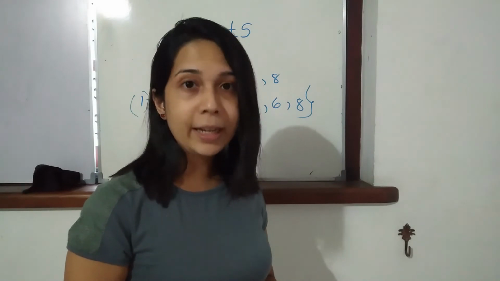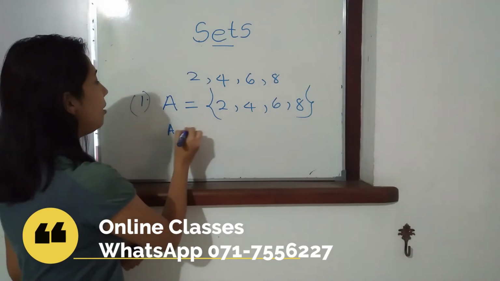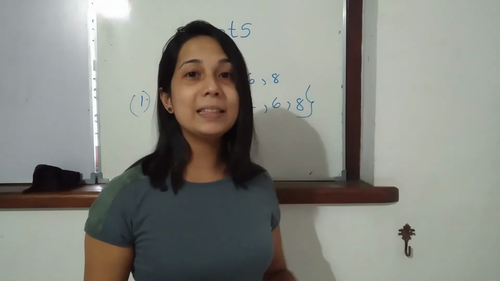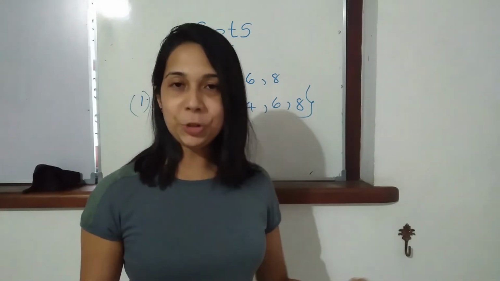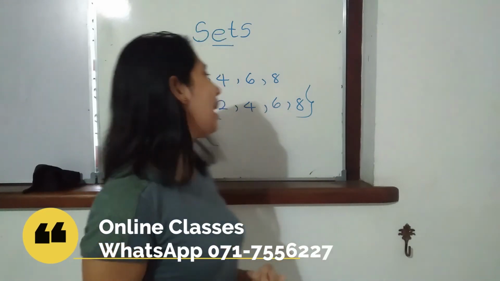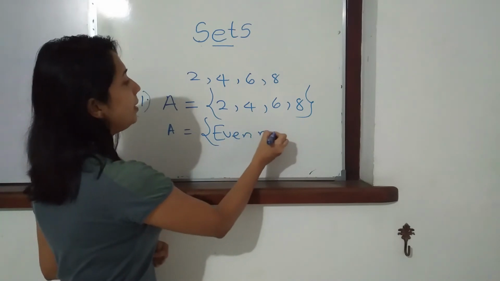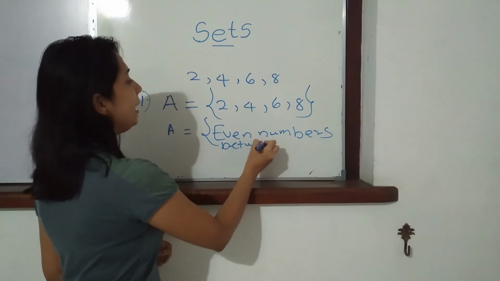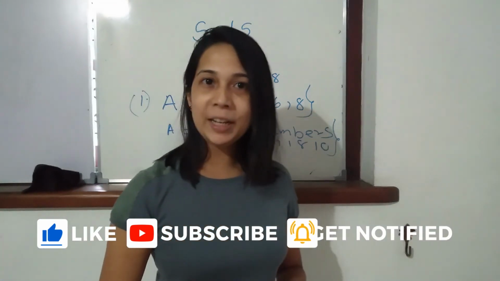What is the second way to express the set? Writing a common property of the elements within curly brackets. What is the common property? Those are even numbers, or we can say these are the multiples of 2. So I write within curly brackets: even numbers between 1 and 10. I wrote the common property of these elements.